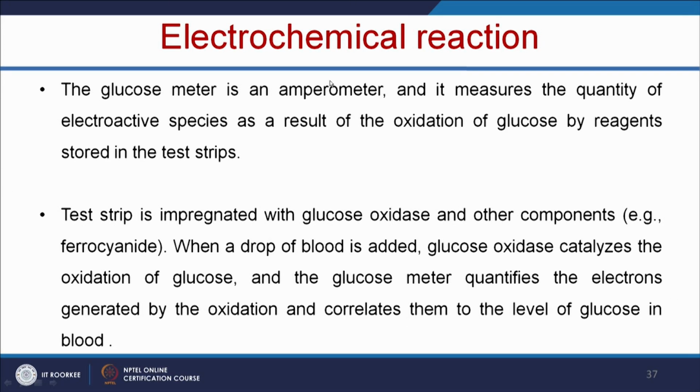So this glucose meter is an amperometer, okay, and it measures the quantity of electroactive species as a result of oxidation of glucose by reagents stored in the test strips. So this test strip is impregnated with glucose oxidase and other components. So when you add a drop of blood, the glucose oxidase catalyzes the oxidation of glucose, and the glucose meter quantifies the electrons generated by the oxidation and correlates them to the level of glucose in the blood.